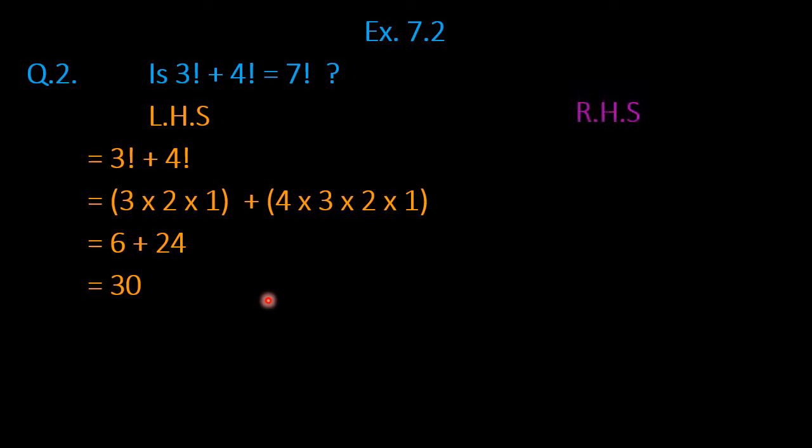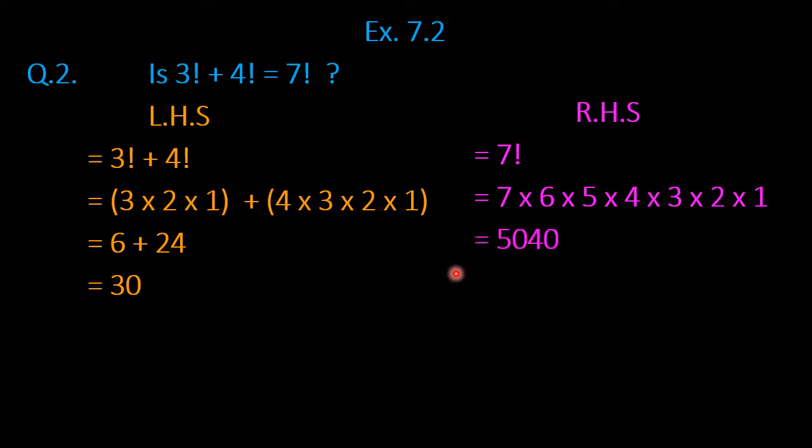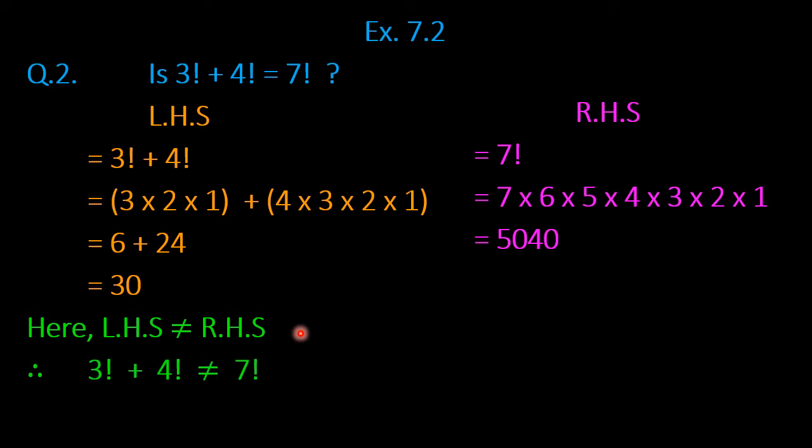Now similarly, we do the right hand side. The right hand side is 7 factorial, which means 7 into 6 into 5 into 4 into 3 into 2 into 1. After multiplication, we will get 5040. So from the left hand side we have got 30, but from the right hand side we have got 5040. So the left hand side is not equal to the right hand side. Therefore 3 factorial plus 4 factorial is not equal to 7 factorial. We cannot add 3 factorial plus 4 factorial and write 7 factorial.